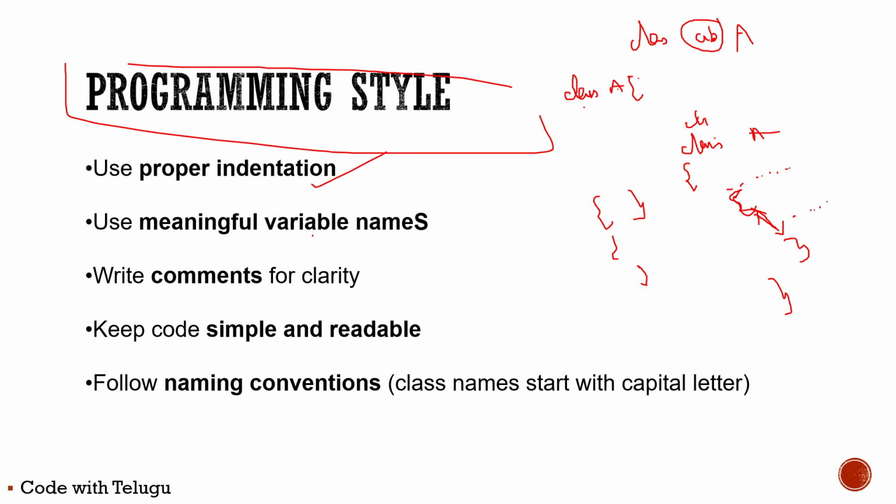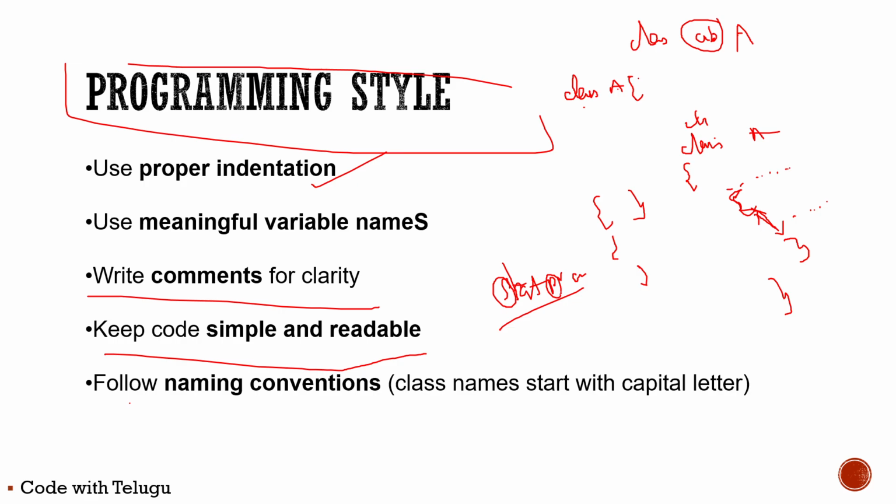Use meaningful variable names. Write comments for clarity. We already discussed the use of comments. We can use comments and give an attractive view of our code. Keep code simple and readable. Don't make the code more complex. We can write the code in a simple way only. Follow naming conventions, which we already discussed. For StartProgram, S is a capital letter and P is a capital letter. It gives us a more efficient view also.